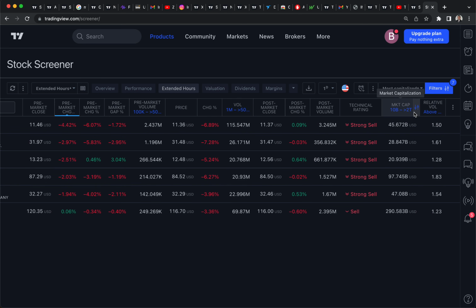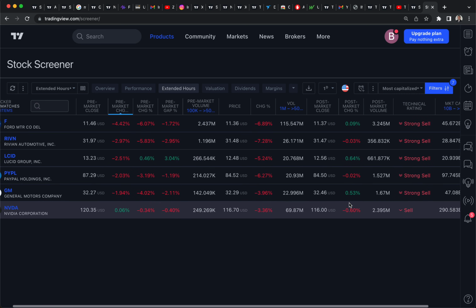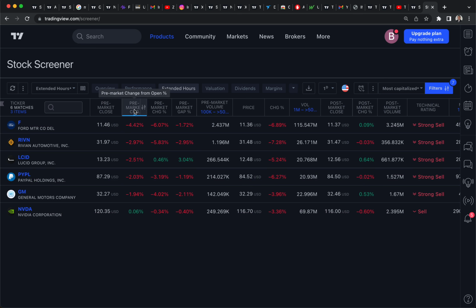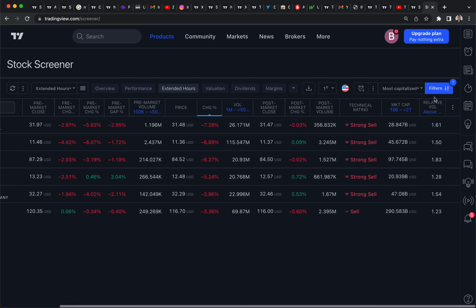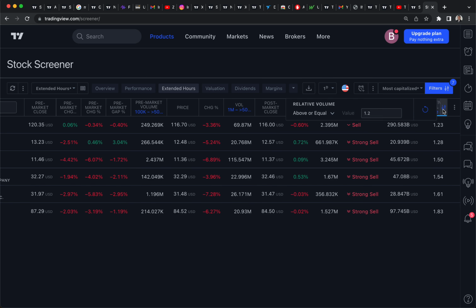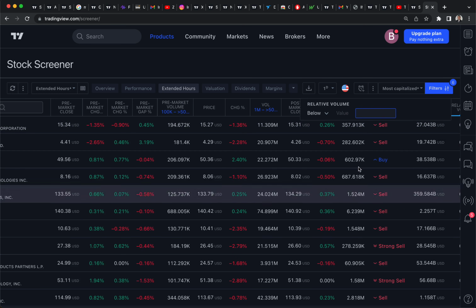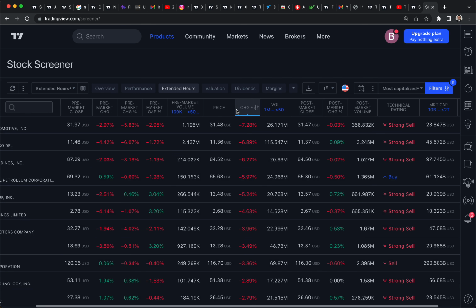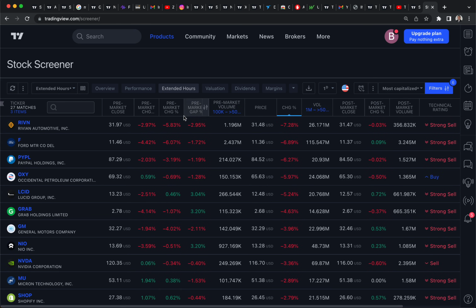Okay, so I know I probably sound like a broken record now, but there is one other thing we can do intraday. Instead of sorting by pre-market change from open percentage, we can just sort by the change in the day. So let's get rid of the relative volume filter and reset this. Now we're just going to look for overall change on the day, not pre-market, not after hours, just on the day.